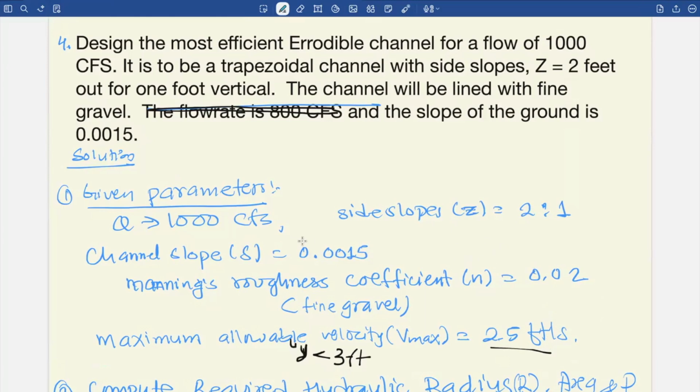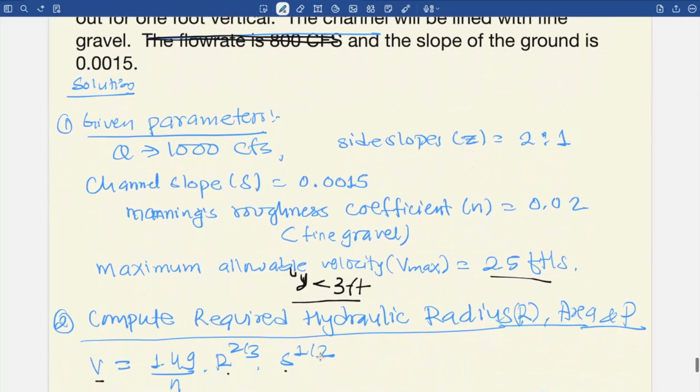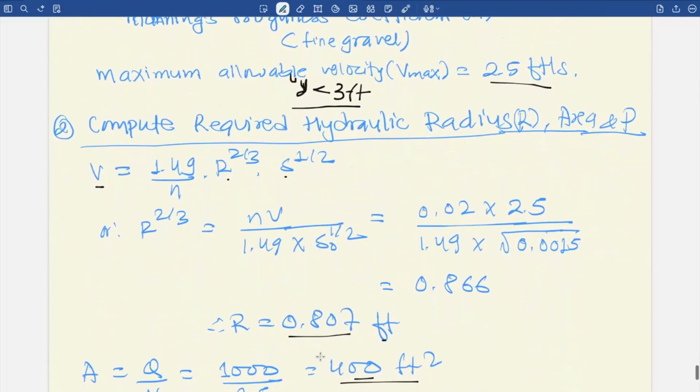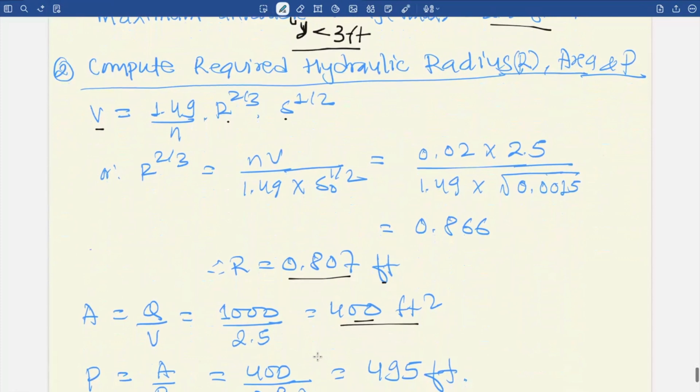And we also have other parameters like Q as 1000 CFS, side slope as 2:1, and ground slope S equal to 0.0015. And we also make this initial assumption that y is less than 3 feet, or a shallow channel is expected, and we will verify that later at the end.